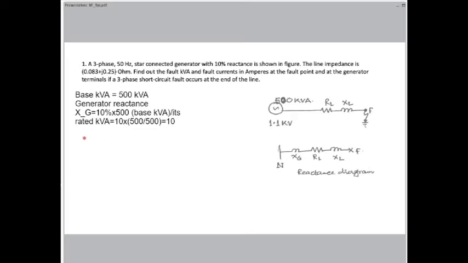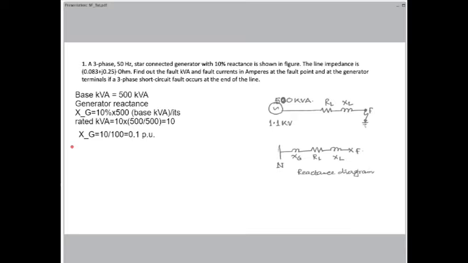From percent, we convert into per unit. So Xg is 10 over 100. To convert from percentage to per unit, we divide by 100. So we'll write it like this: Xg is 0.1 PU, per unit. So that's the reactance. It's not changing because the base kVA that we have chosen is equal to the rated kVA of the generator.